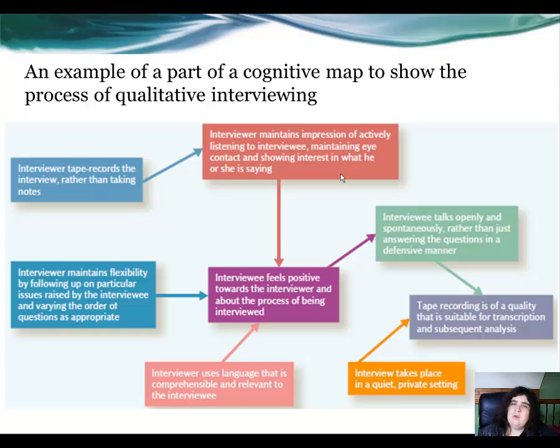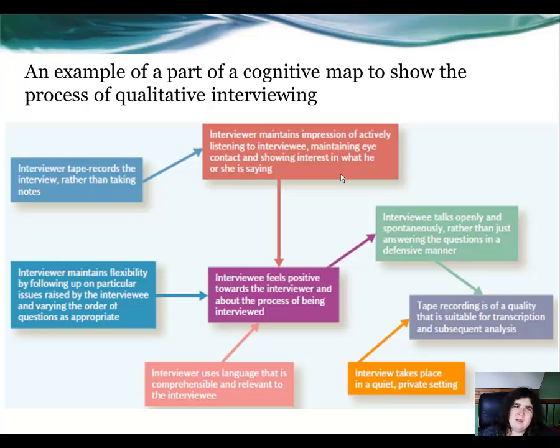So in a sense, you're showing the whole process here of the recording of the interview and the environment that is needed for a proper approach to be taken for a qualitative interview. You need to use the language that is relevant and understood by the interviewee. The tape recording needs to be done in an environment that is quiet, that is private, that there's flexibility in the interview questioning, but mainly directed by the interviewee, and there's spontaneity and openness by the interviewee.